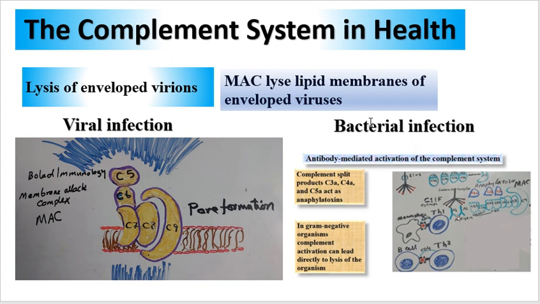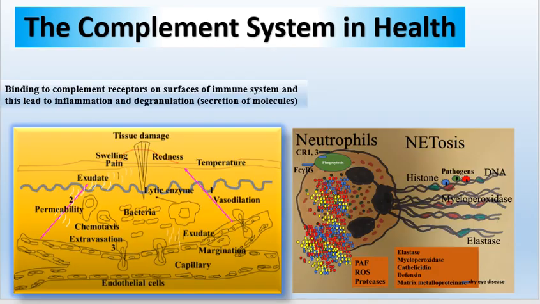Also, in case of bacterial infection, antibodies cooperate with or bind complement component number 1, and this will lead to activation of the classical pathway with formation of anaphylatoxins. These anaphylatoxins C3a, C4a, C5a will induce inflammation, which makes the area unfavorable for the microorganisms.